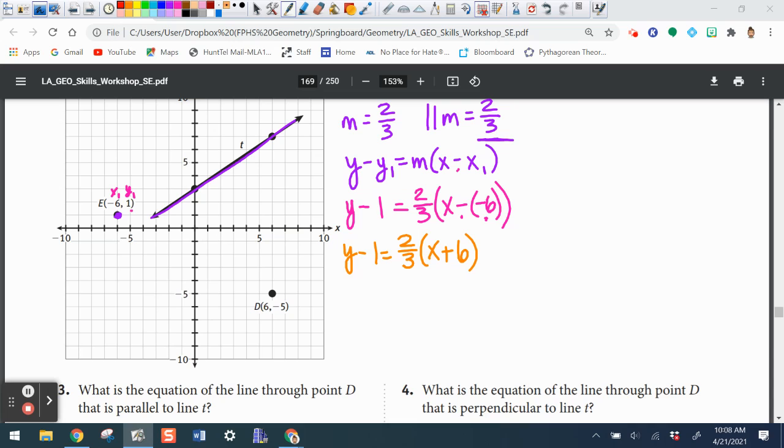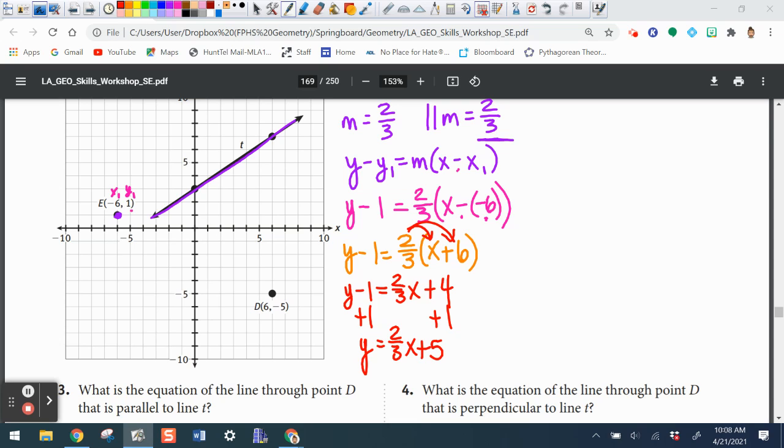So we're writing in slope-intercept form. So let's simplify our right-hand side by using distributive property. So y minus 1 will equal 2/3 times x, which is 2/3 x. And 2/3 times 6, if you haven't picked up on that yet, it is 4. 2/3 of 6 is 4. And last but not least, add 1 to both sides. Y will equal 2/3 x plus 5. So this is the equation for number 5, a line that is parallel to line T and passes through point E.